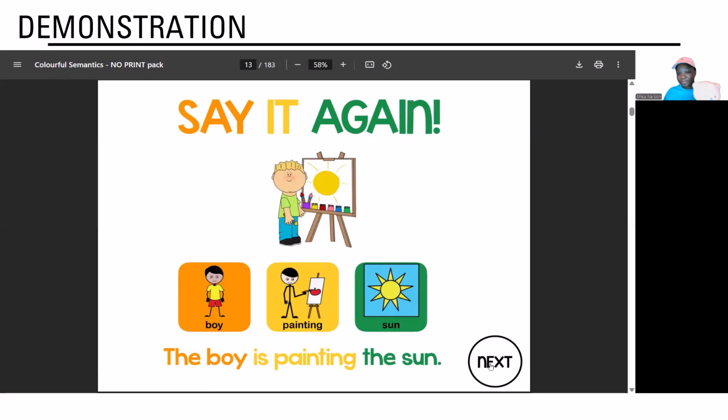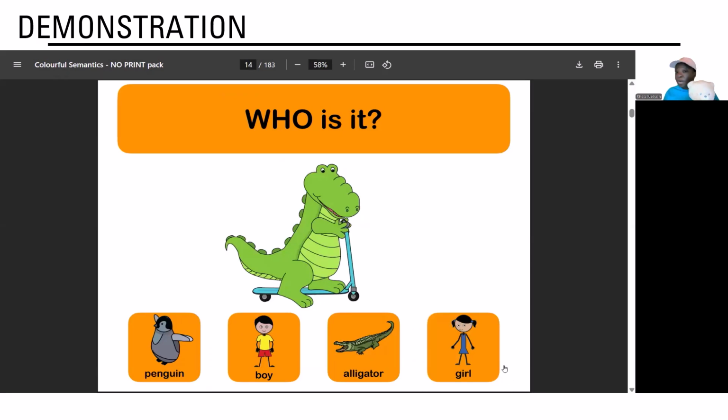I'm happy. All right, we'll say it again. Let's try to read the whole sentence, Mr. Teddy. The boy is painting the sun. Is he painting the sun? Is that true? Yes, he's painting the sun. Okay, Mr. Teddy, press next. Let's see what happens.